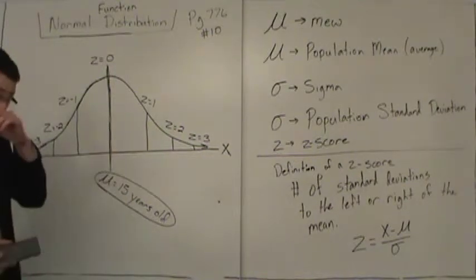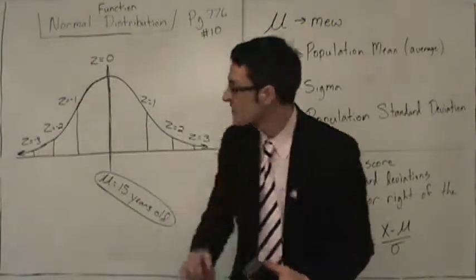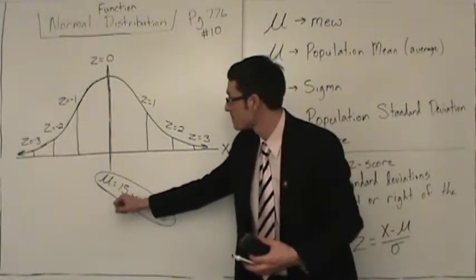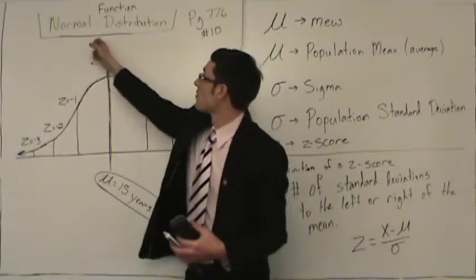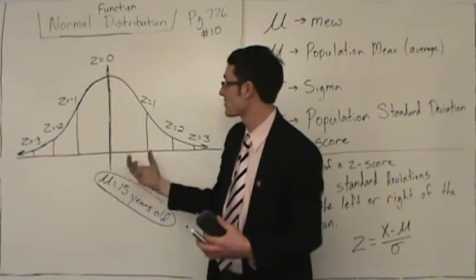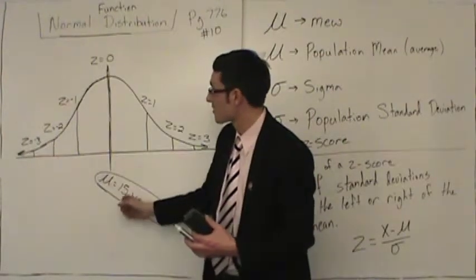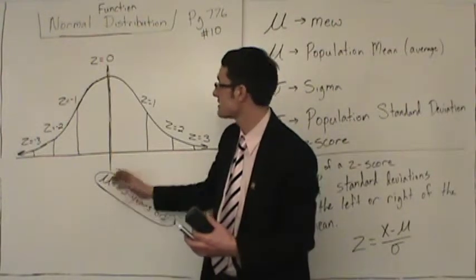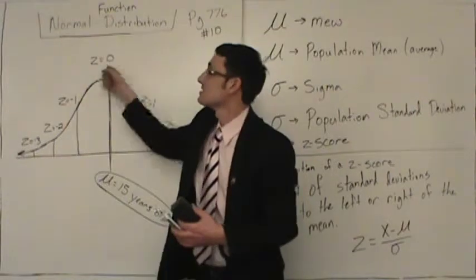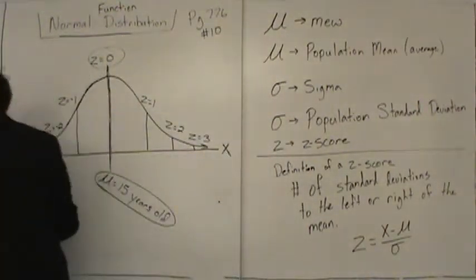So if I say we're studying the students in this class, the average age is 15 years old. What is the X value? The X value is 15. And the Z-score for X value 15 is 0. So if I ask you, what is the Z-score for the average, or the mean, or the X value 15? The Z-score for the mean is 0.